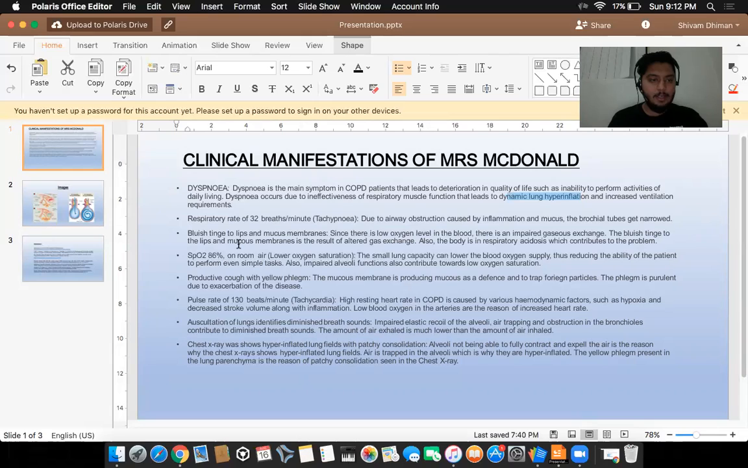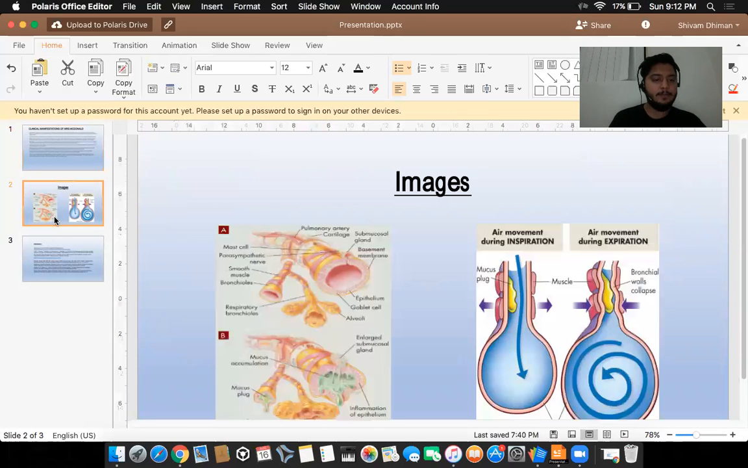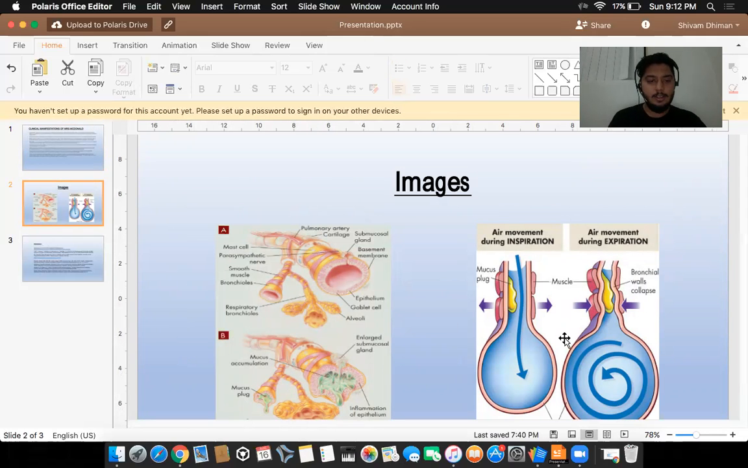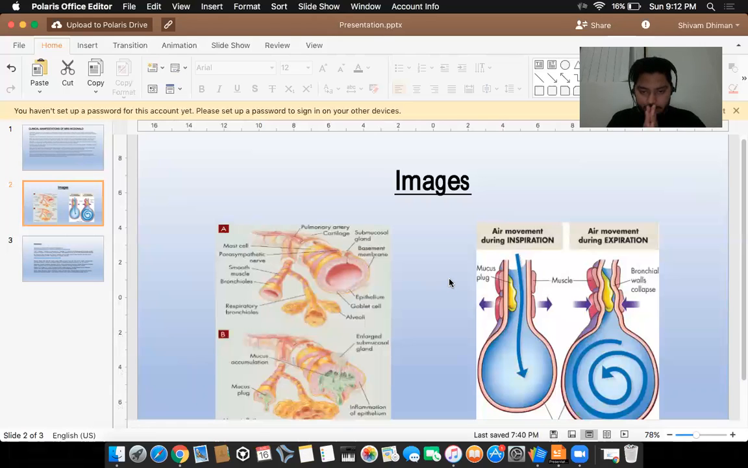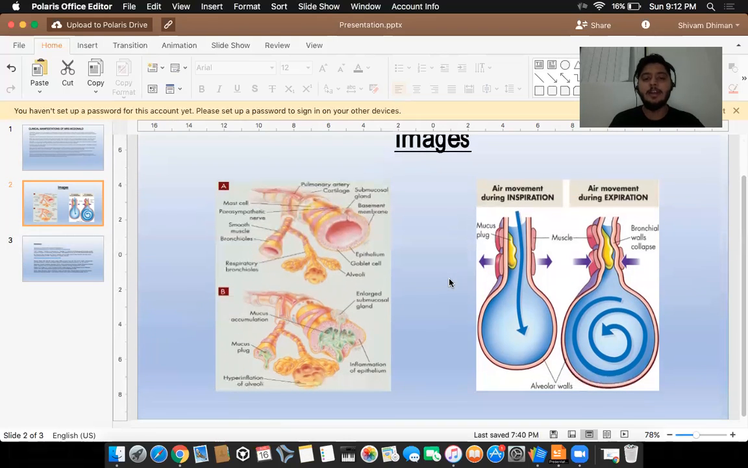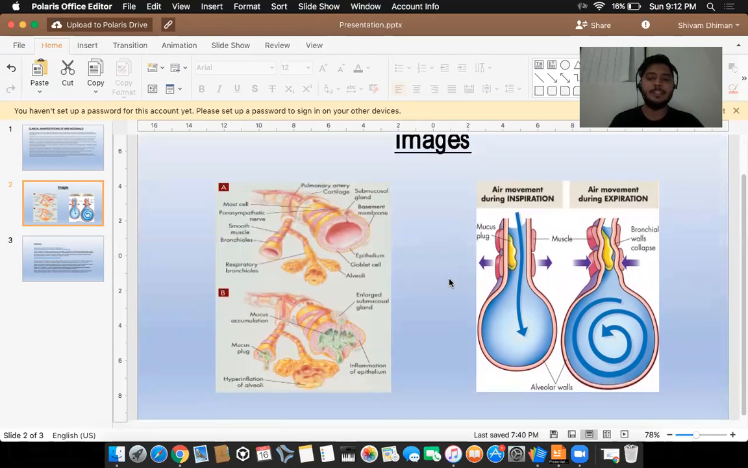Let's relate the second clinical manifestation, a respiratory rate of 32 breaths per minute. It can be termed tachypnea. When the respiratory rate is more than the normal value, it is considered tachypnea. You can see the airway obstruction caused by inflammation. The bronchial tubes get narrowed. This makes it difficult for air to move in and out of the lungs, resulting in an increased respiratory rate. Since there is a need for oxygen, our body craves it, resulting in an increased respiratory rate to fulfill the requirement.